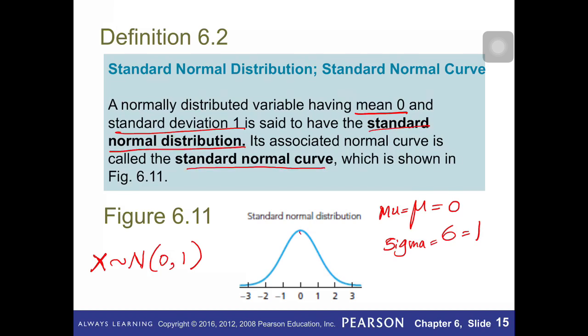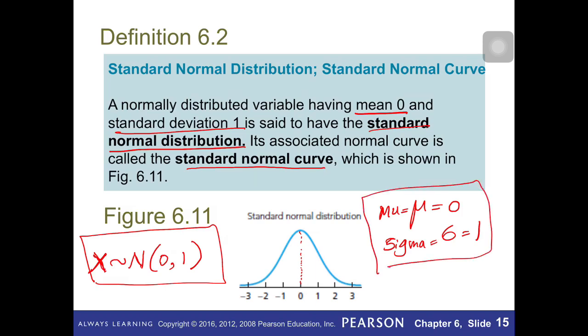It is associated with its standard normal curve. See in this picture, mu is 0, but by looking at this you cannot say what the sigma value is, it doesn't matter, but mu is 0. If I have a standard normally distributed variable x, we denote it like this: normal with mu 0 and sigma 1. This is a special case. This gives you a perfect bell-shaped curve.